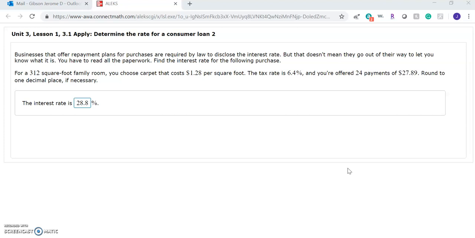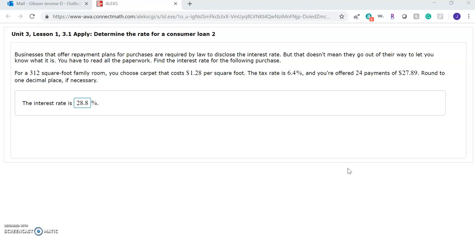Find the interest rate for the following purchase. For a 312 square foot family home, you chose carpet that costs $1.28 per square foot. The tax rate is 6.4%, and you're offered 24 payments of $27.89. Round to one decimal place if necessary.